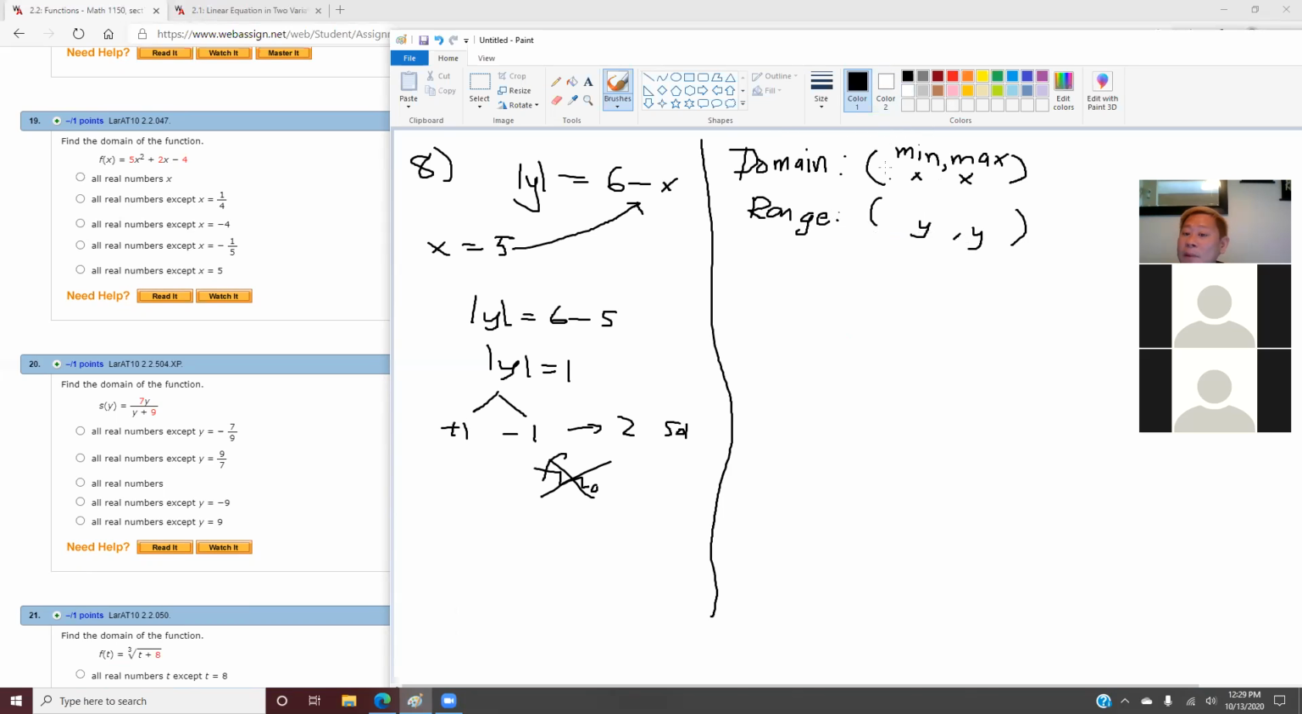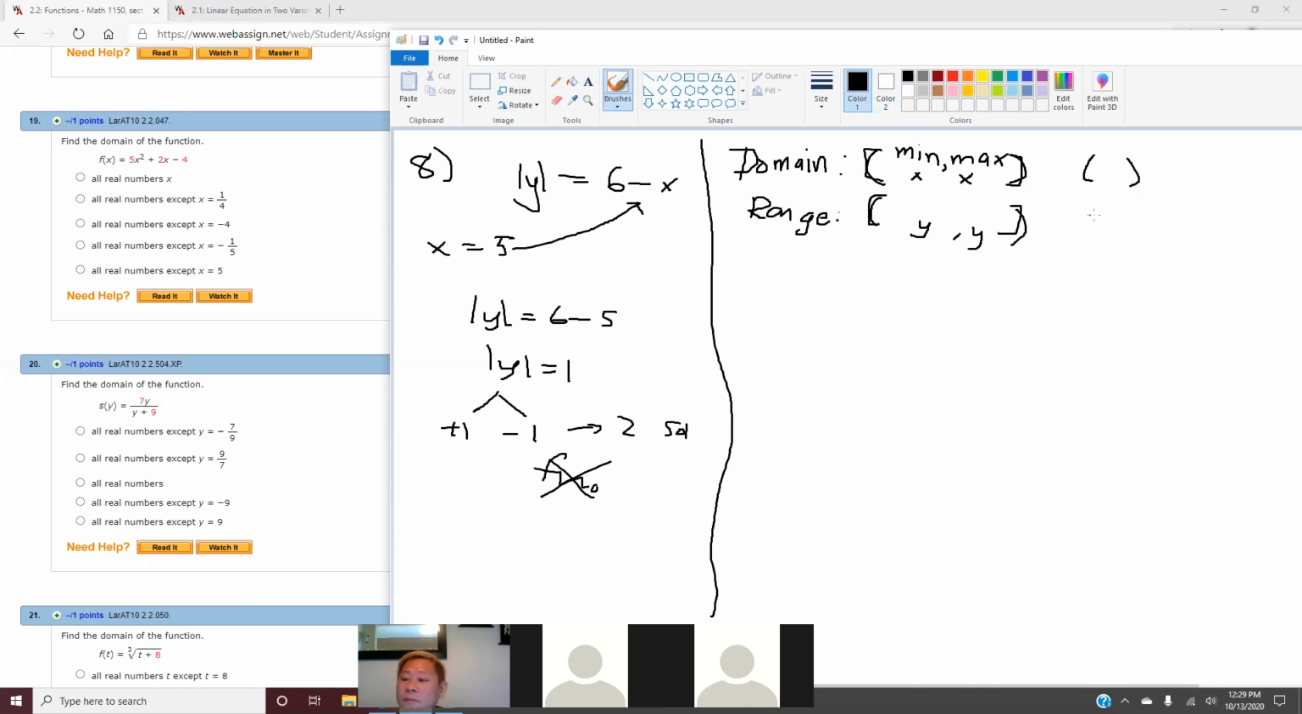And don't forget that these can be parentheses or brackets. Do you guys know the difference between parentheses and brackets? They both end. The bracket means it includes the endpoint, that is, less than or equal to. The parenthesis is only less than or greater than; it excludes the endpoint.